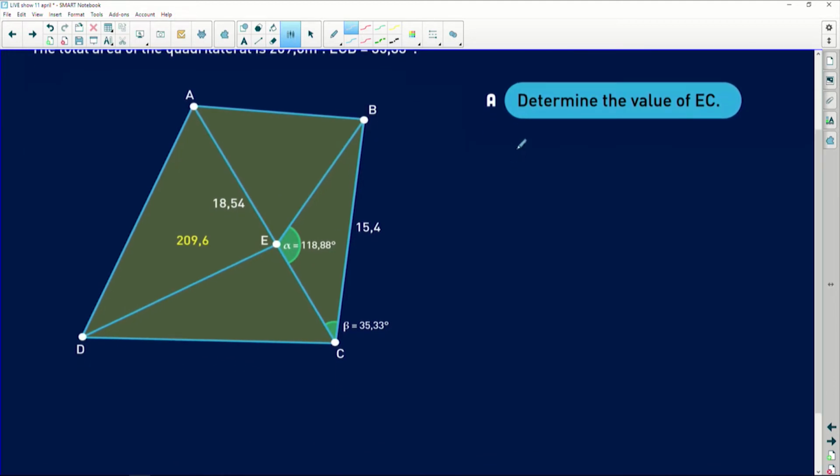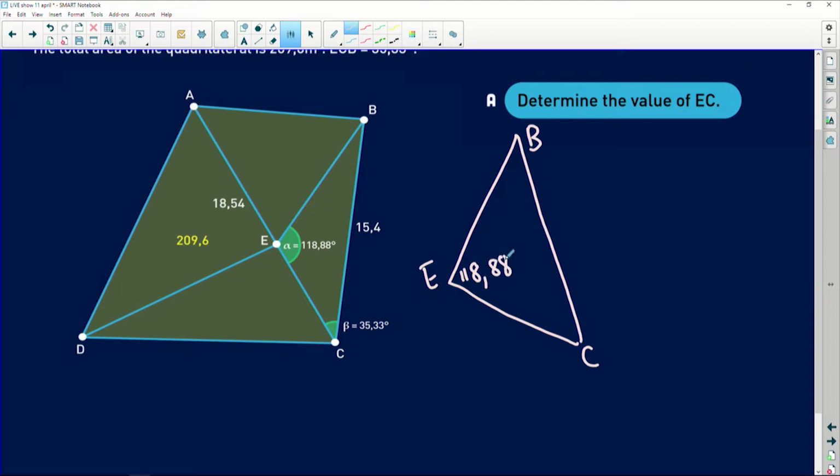Okay, so if I redraw my diagram here, the only triangle that has information in it, that has EC in it, is that triangle there. We've been given that this is 118,88 degrees. This side measures 15,4, and in here we've got an angle of 35,33, and we're trying to find EC.